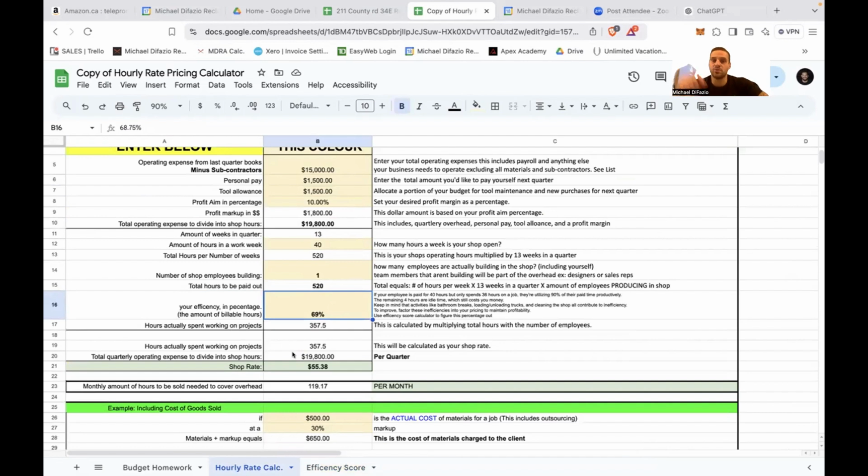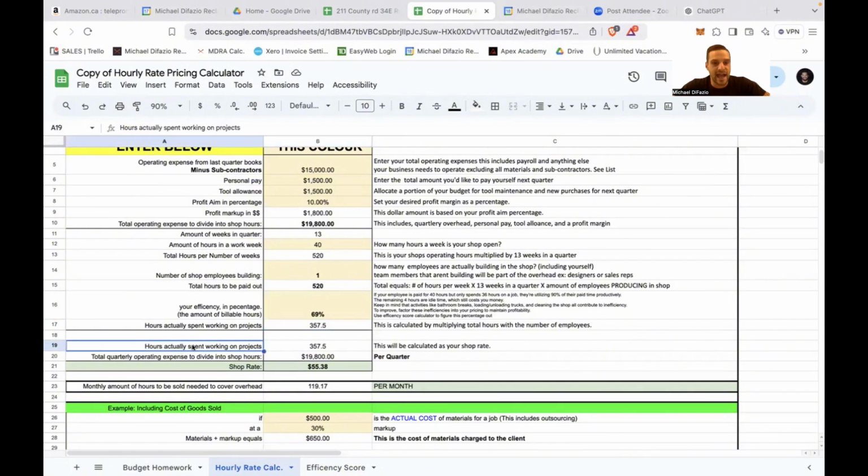That means that the hours we actually spent working on the project is 357 out of the 520 hours that we have to be paying for. This gets very interesting when you have employees, because this number gets very big very fast, and you're paying for every hour your employees are there, regardless of if they're working or not. So this is why this efficiency score is so important. So now instead of the 520, we have 357 hours to divide our overhead by.